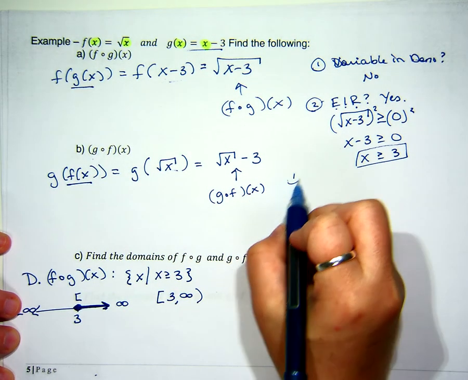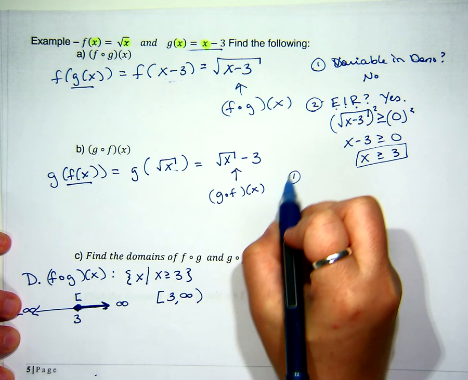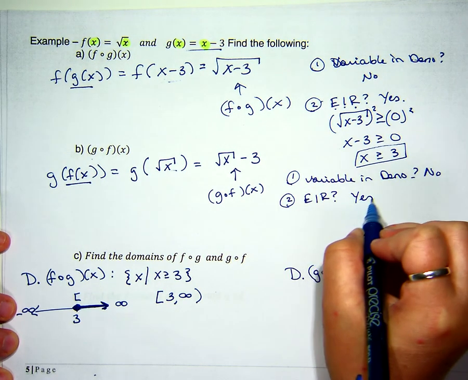Then we're going to ask ourselves the 2 questions. Do I have a variable in my denominator? No, I don't have a denominator. Question 2, do I have any even indexed roots? Yes. Where is my root? It's just right here. So I'm supposed to take my root, set it greater than or equal to 0.